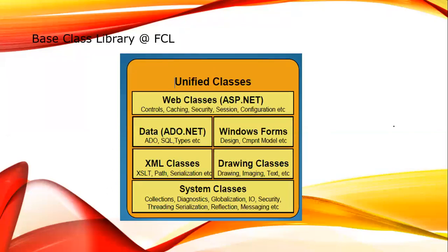Starting from basic or base, system classes are there, where collection, diagnostics, globalization, IO, security, threading, serialization, reflection, messaging, etc. is there. Then above that we have XML classes, drawing classes, Windows form is there, data with database, your ADO.NET, active data object using SQL or Oracle type. Then we have web classes, which will be used with ASP.NET, and above that we'll use unified classes. This is a base class library.